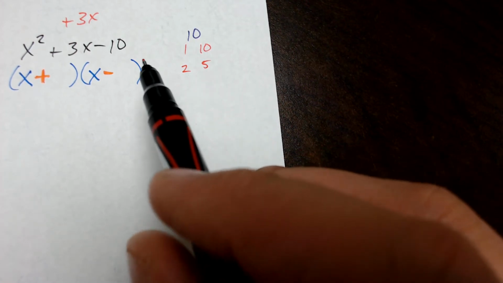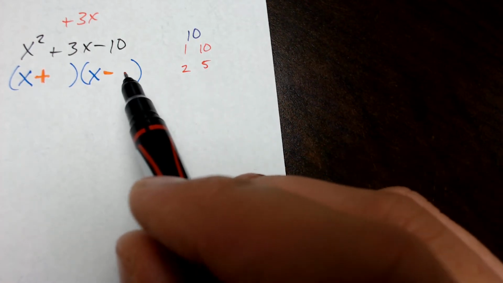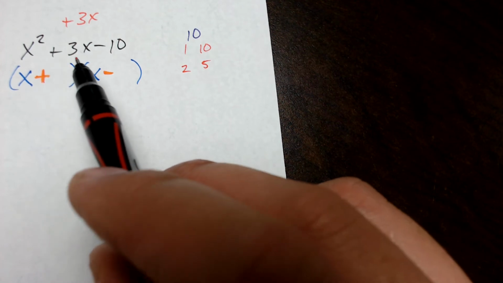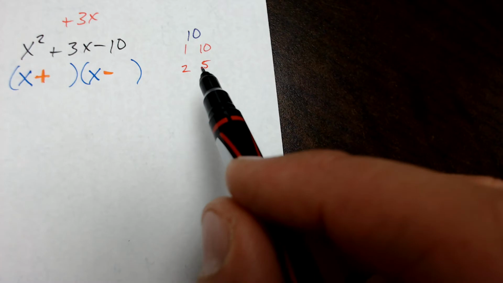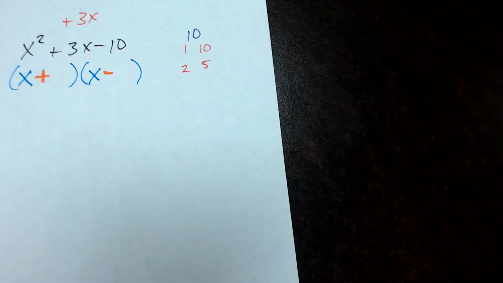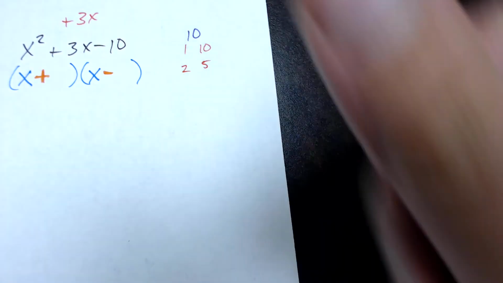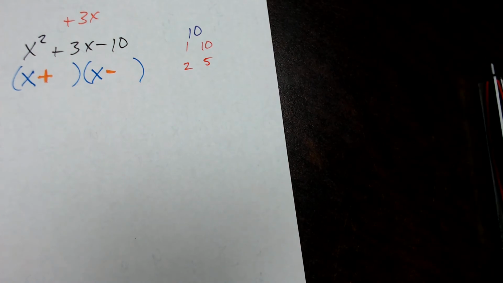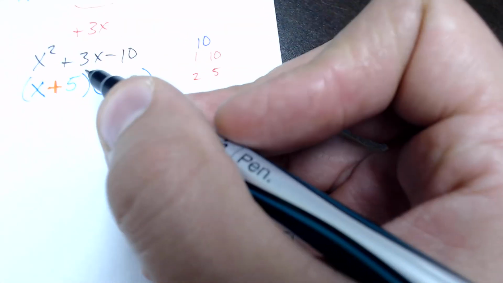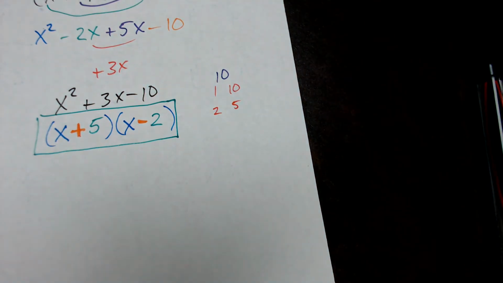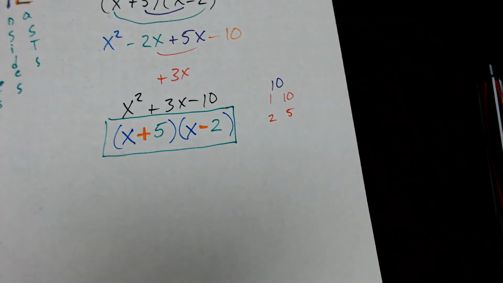What if I make the 5 negative? If I do negative 5 and positive 2, will that add up to positive 3? No, that actually adds up to negative 3. But if I make 5 positive, and then I make 2 negative, negative 2 and positive 5 add up to positive 3. So I know that this is correct. So that's the first example.